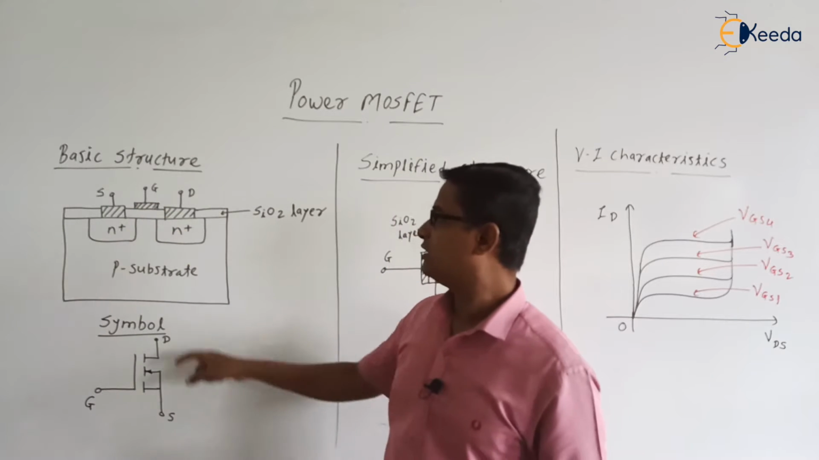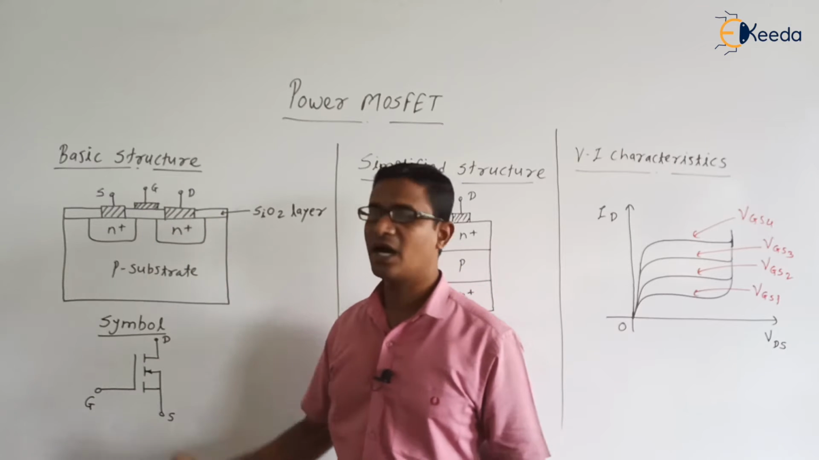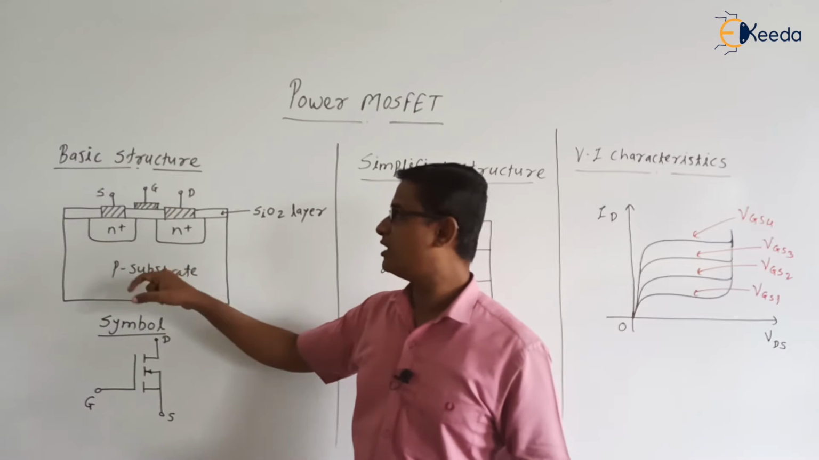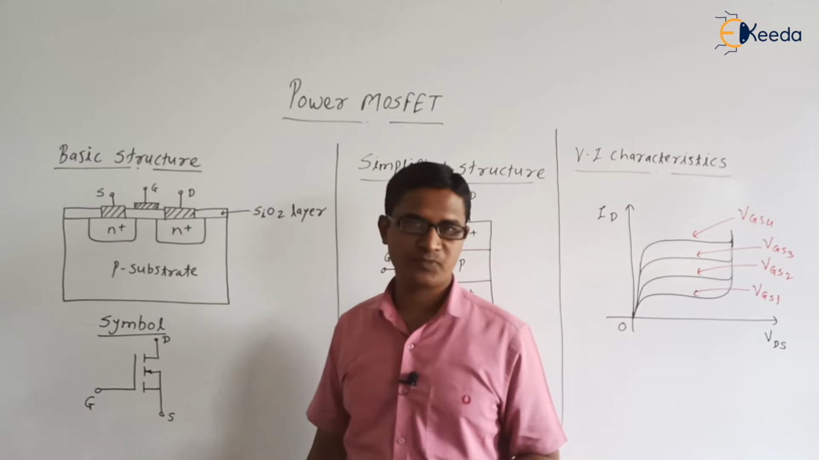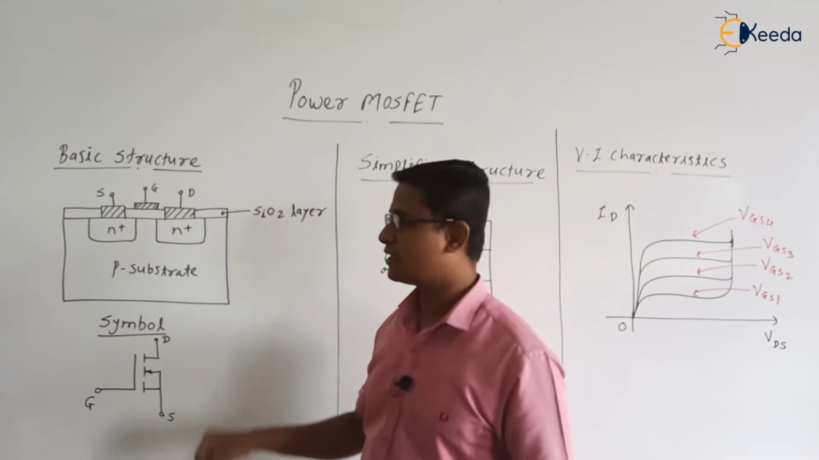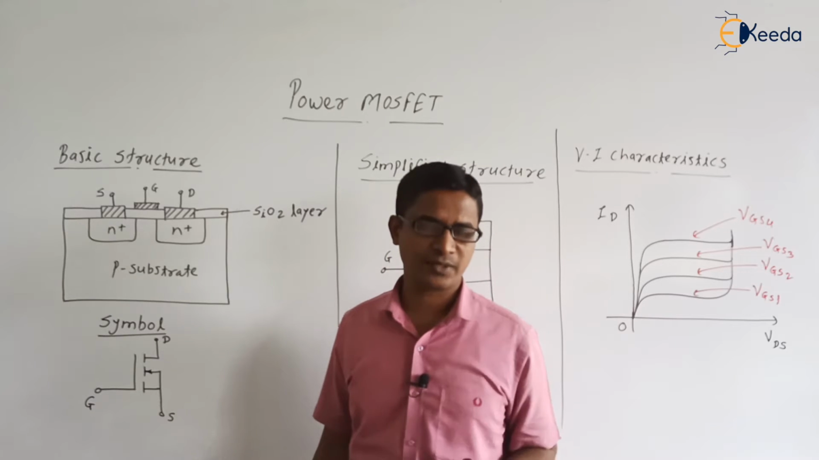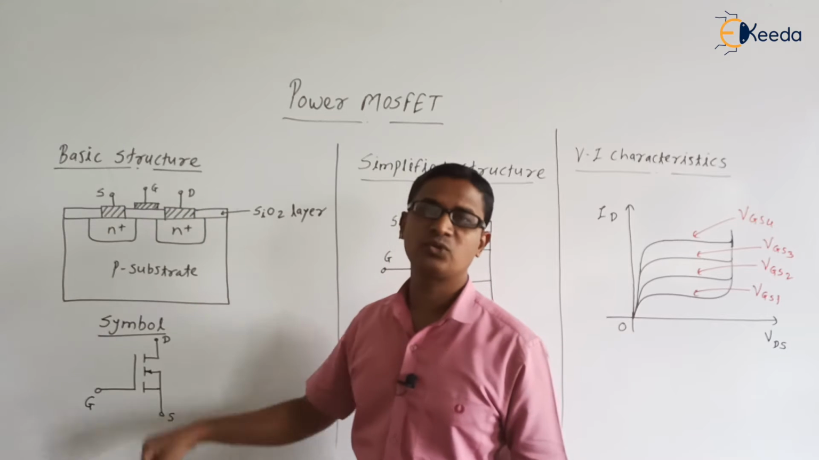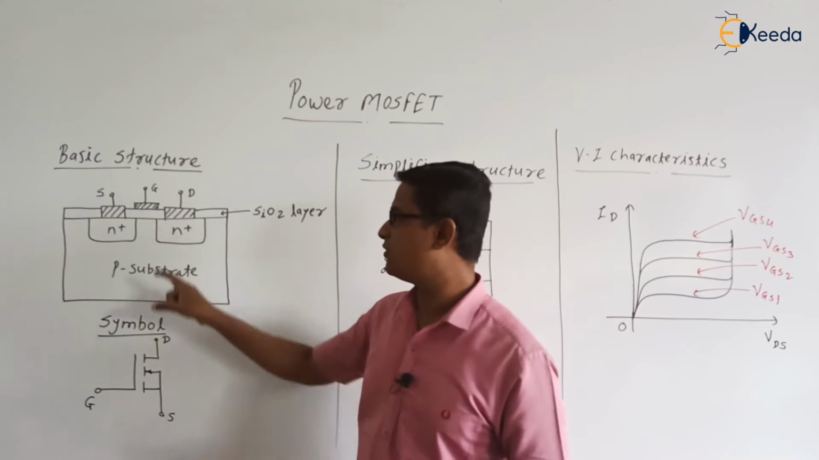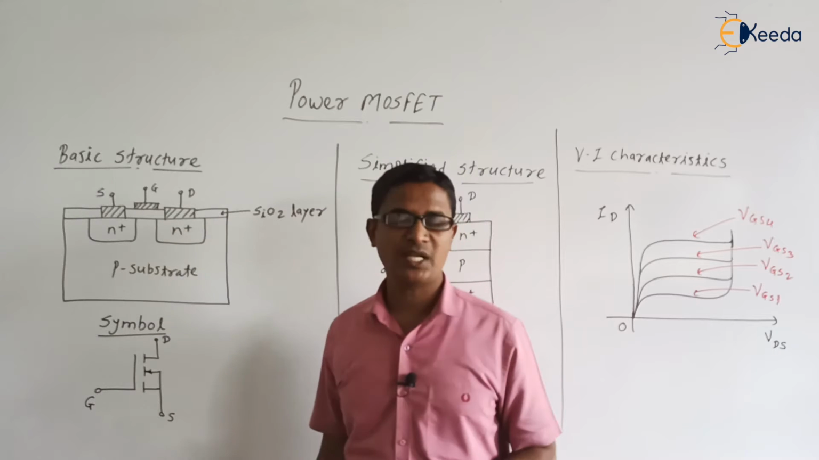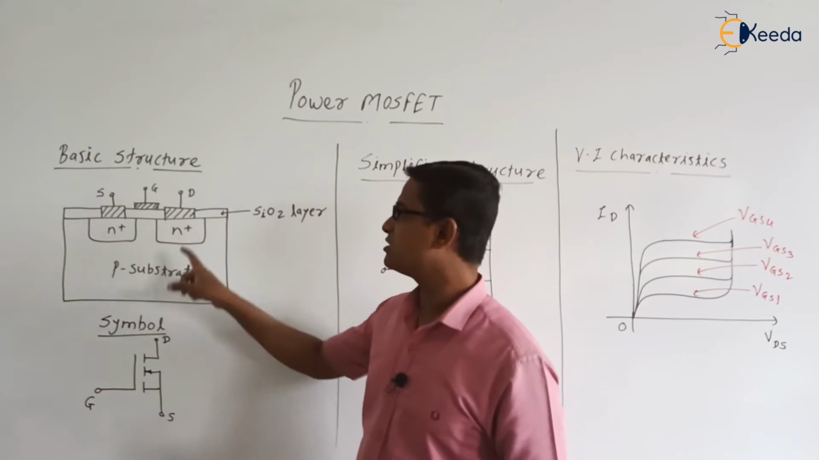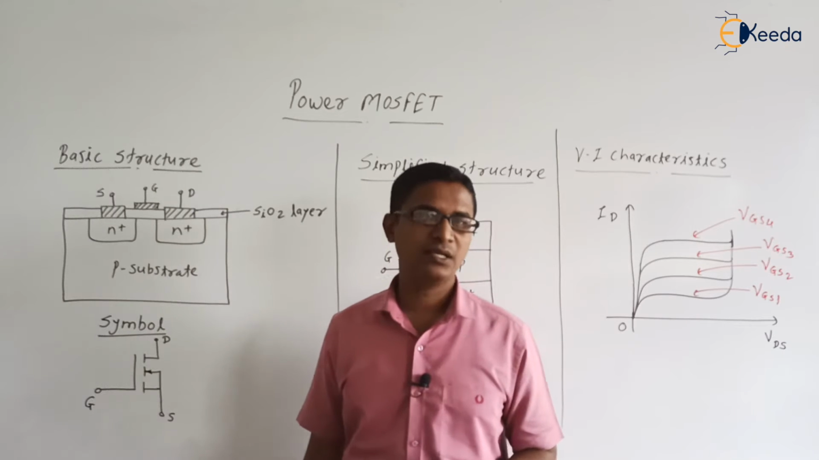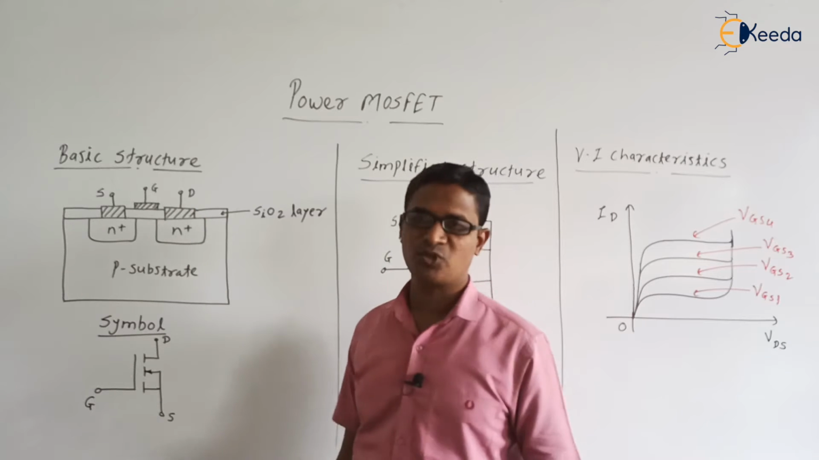Next, the drain and the source are directly connected to the n plus layers, and the gate terminal is connected to the p type substrate through an SiO2 layer. SiO2 means silicon dioxide layer. Please be careful: the gate terminal is not directly connected to the p type substrate; in between we have the dielectric medium, that is the SiO2 layer. Whereas the drain and source are connected directly to the n plus layers. This is the basic structure of the MOSFET.